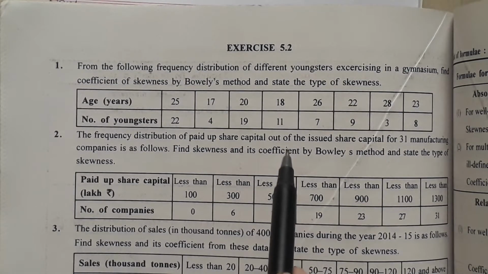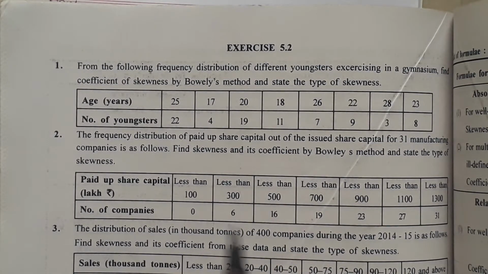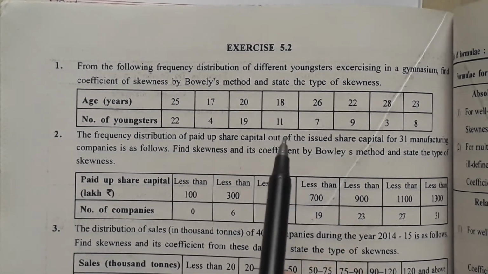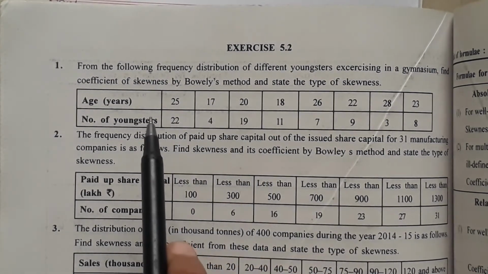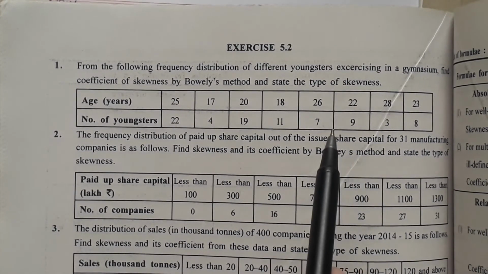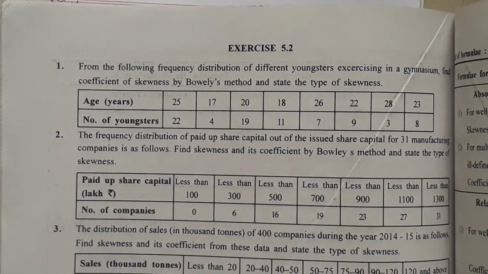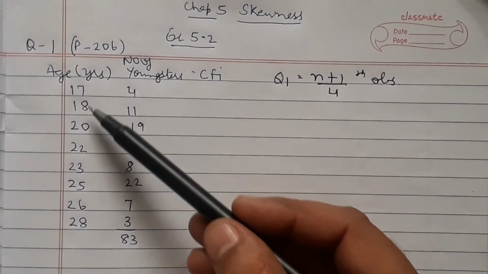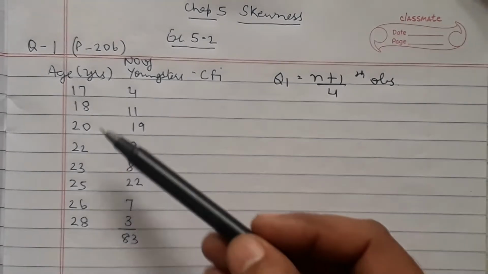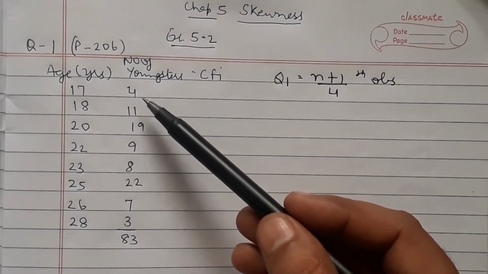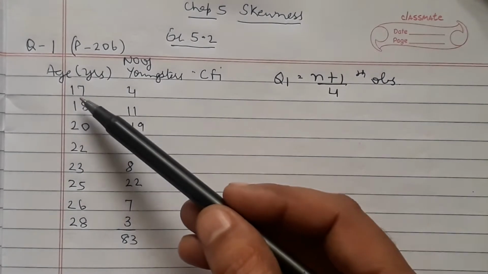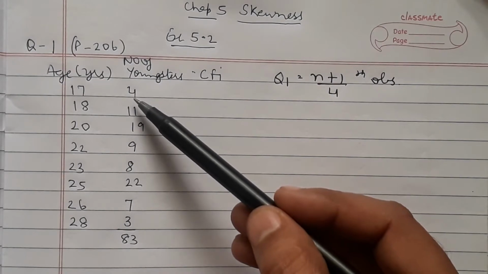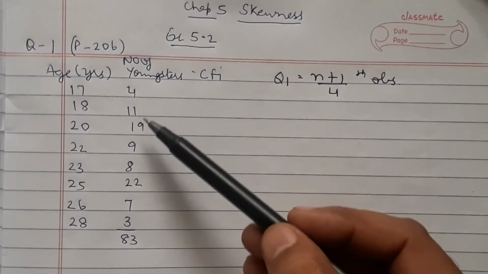To find the quartiles, we have to first find the CF. Now if we see in the question, this is not given in ascending order. So the first step is to arrange all this data in ascending order. Arranging in ascending order, we have arranged the age in years, and similarly the frequency against that also has to be arranged. Against 17 we have taken number of youngsters 4, 18 is 11 and so on.